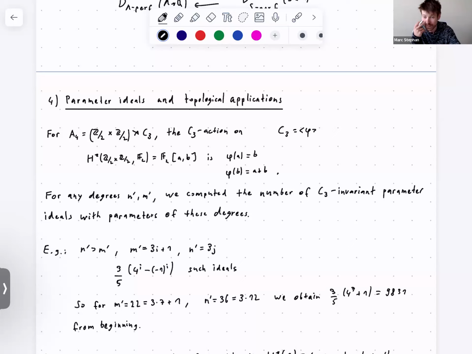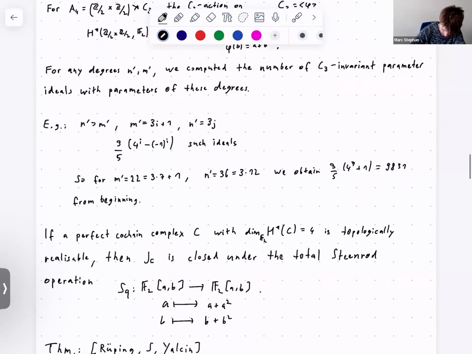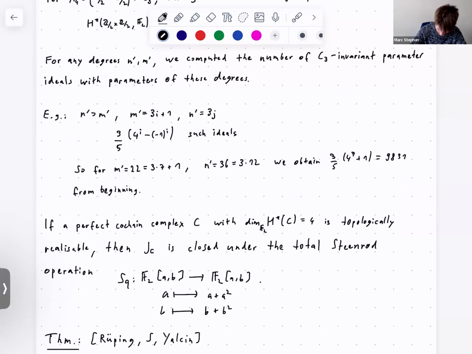Okay. Then we can ask the additional question, is such a perfect complex realizable? So meaning, does there exist a finite CW complex X with 4-dimensional homology? Oh, no, sorry. X such that its chain complex is homotopy equivalent to this perfect complex. And so if you want your perfect complex to come from a finite free CW complex, with the free A4 action, then you have more properties for this annihilator ideal.